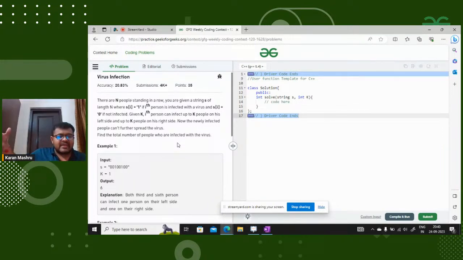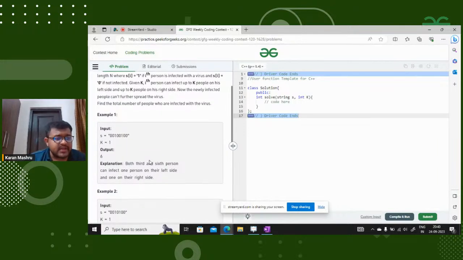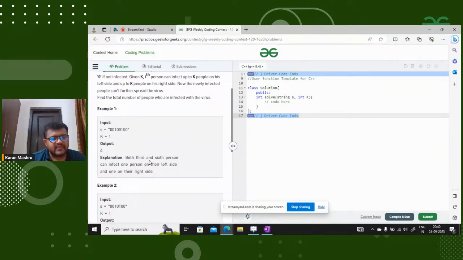Okay, not any k people. Now the newly infected people can't further spread the virus. So if any person was initially not infected, so initially they were 0 but then became 1, they cannot spread the virus further. Find the total number of people who are infected with the virus. So at the end we need to tell how many people will be infected with the virus.